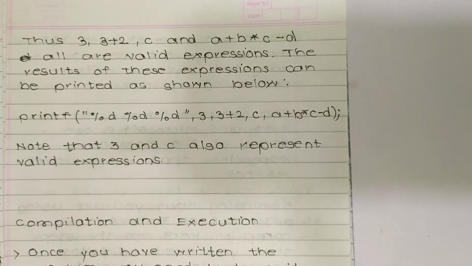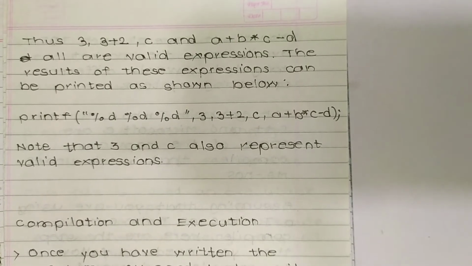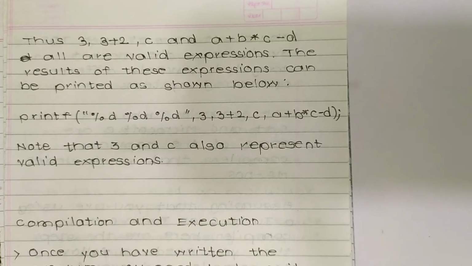Thus 3, 3 plus 2, c, and a plus b star c minus d are all valid expressions. These are basically expressions. So 3, then 3 plus 2, then c, then a plus b into c minus d, all these are valid expressions. The result of these expressions can be printed as shown below.